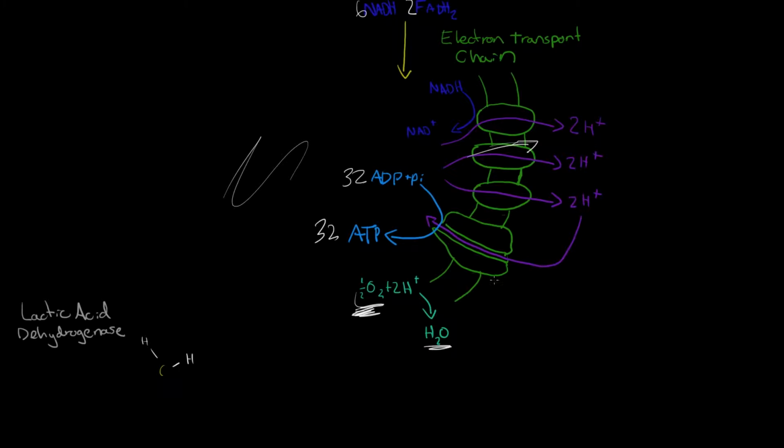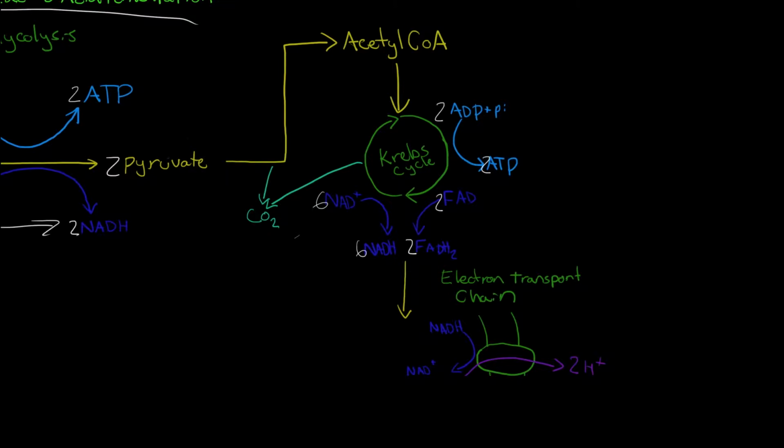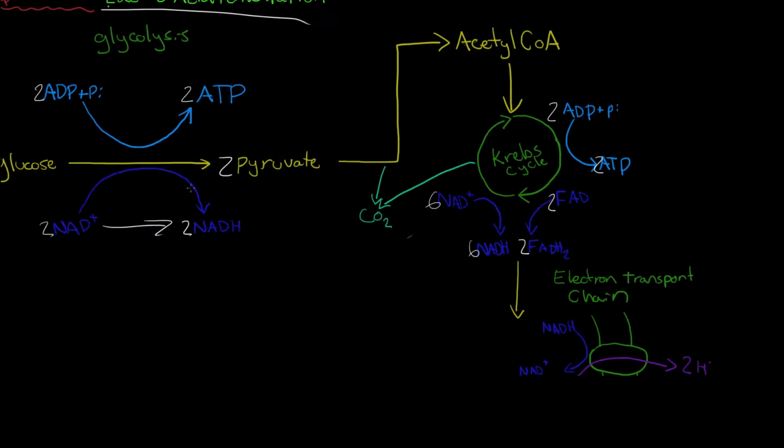But what happens if we don't have oxygen, or if we're an organism that hasn't evolved to use oxygen yet? Well, in this condition, we have 2 options. We can either produce ethanol, or we can make lactic acid. And I'll show you why this works in a minute.